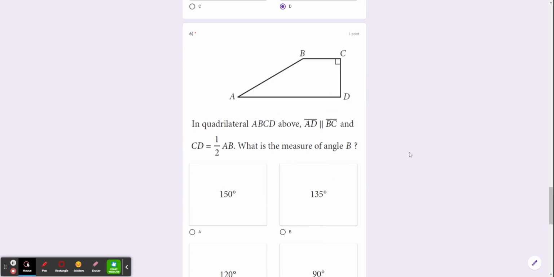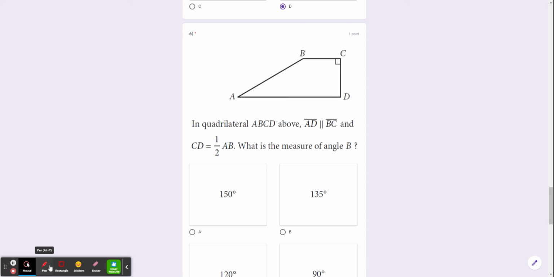All right, question 6. In the quadrilateral above, segment AD, so that's this piece, the symbol means parallel to BC, so these are both parallel to each other. And CD equals 1/2 AB. What is the measure of angle B? So this angle up here.